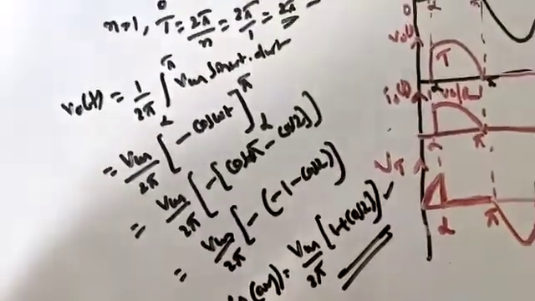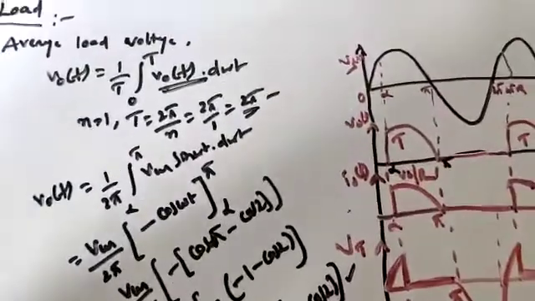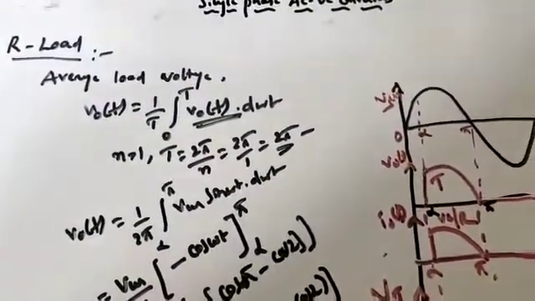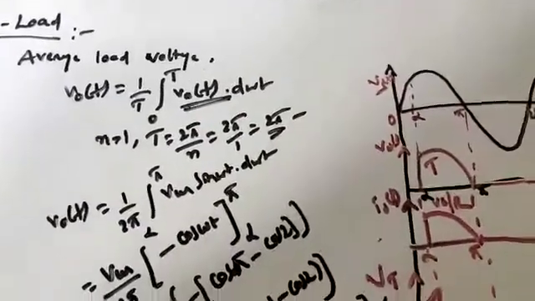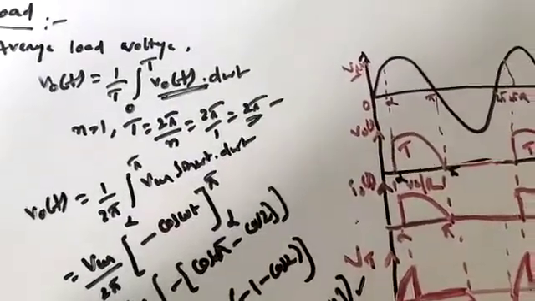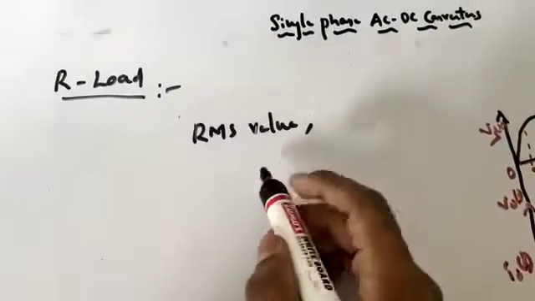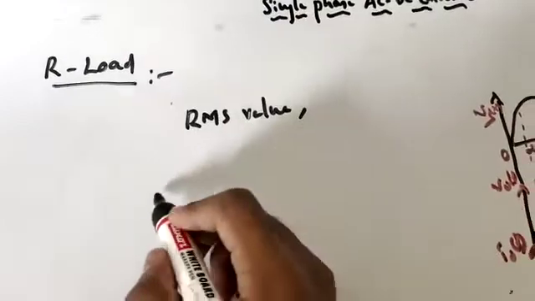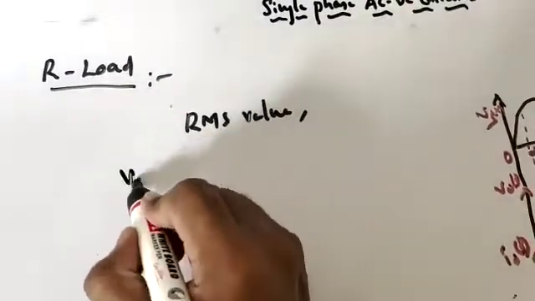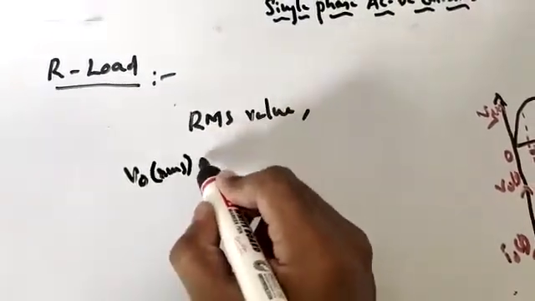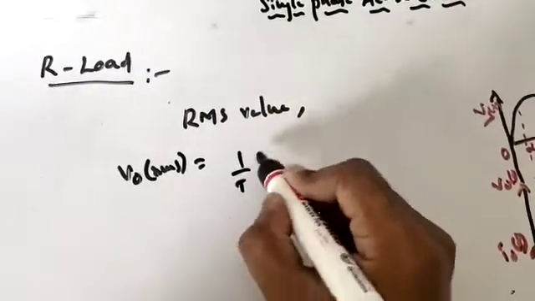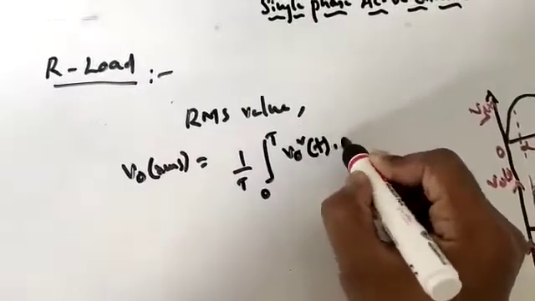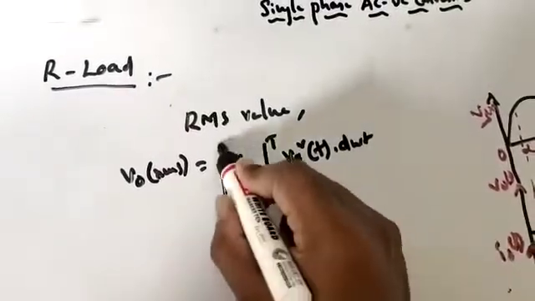So this is the output voltage equation of a single phase half wave controlled rectifier with R load. Now if I want to calculate the RMS load voltage, how are we going to calculate it? V naught RMS equal to root over 1 by T integral 0 to T V naught square of t d omega t.